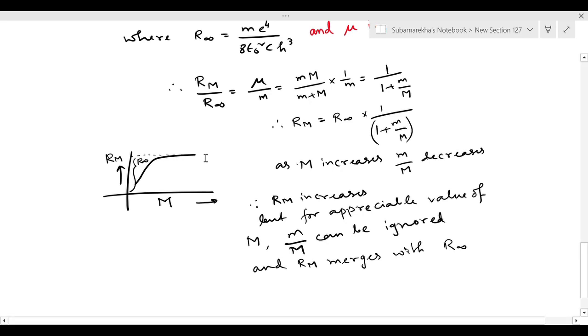So this is the full consideration of the calculation regarding the finite nuclear mass in Bohr's theory.